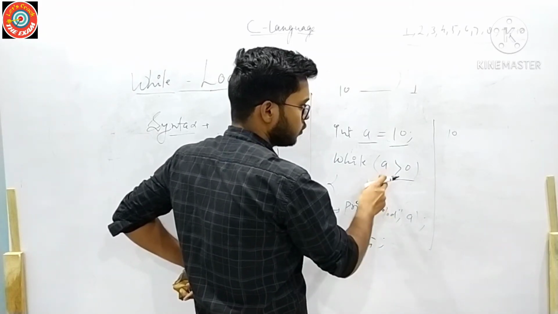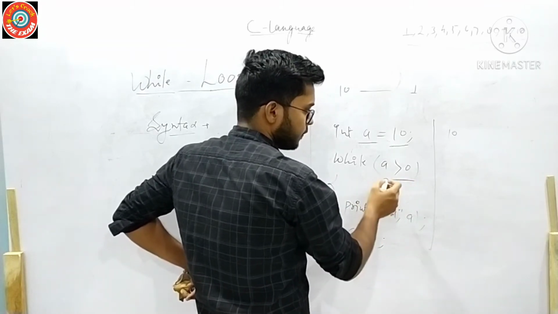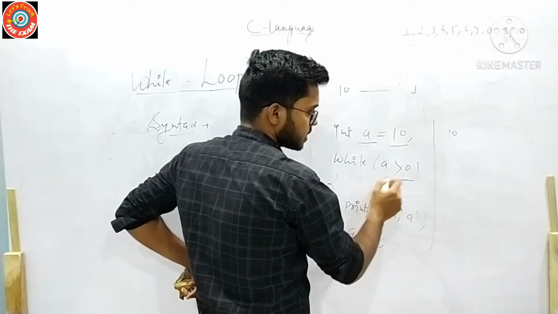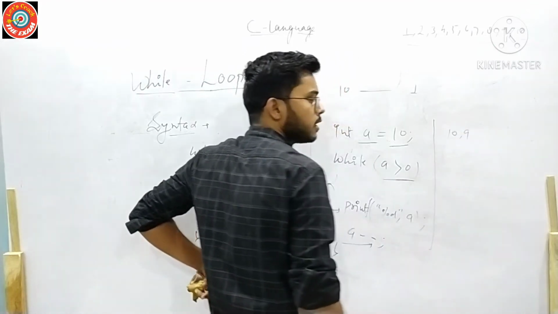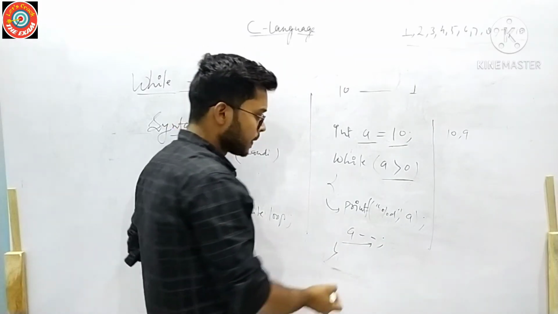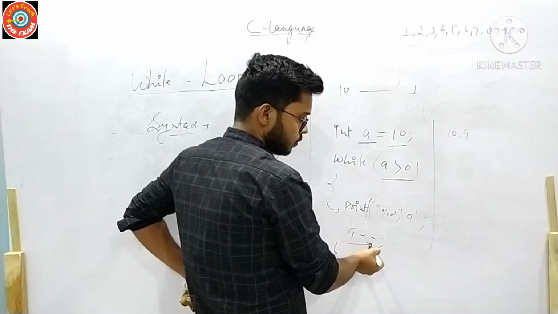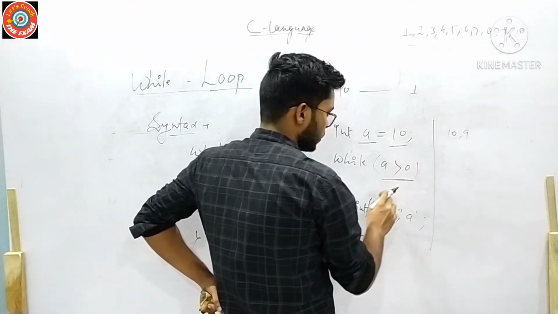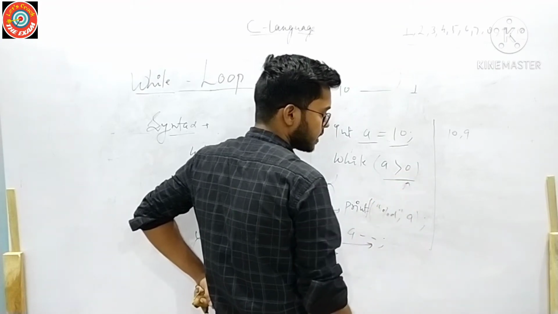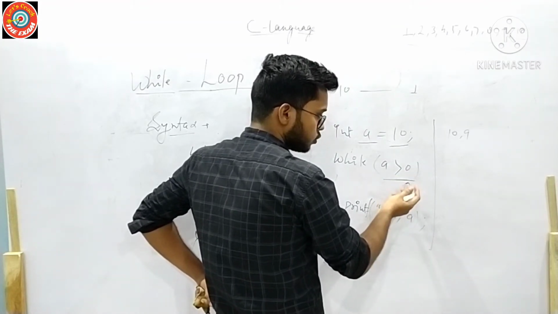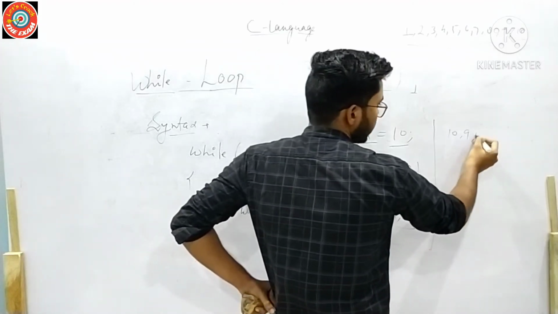Now the value of a is 9. It will check the condition again: is 9 greater than 0 or not? Yes, it is, so it will print the value of a again, 9, on the screen. Now the value of a will decrease from 9 to 8. It will check whether 8 is greater than 0. Yes, the condition is true, so it will print the value of a again. The value of a is 8.